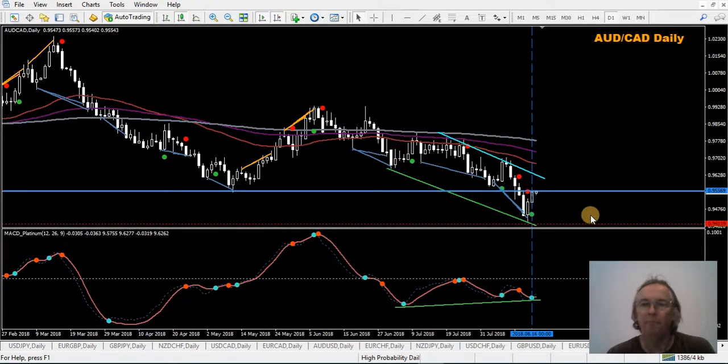AusCAD. Took a new buy this morning, again high risk trade. We've got regular bullish divergence. Probably the MACD is not that far below the zero level, but you know it's still divergence there. You can see lower lows on price, higher lows on the MACD platinum. High risk again. MAs are down. So it's AusCAD new buy.